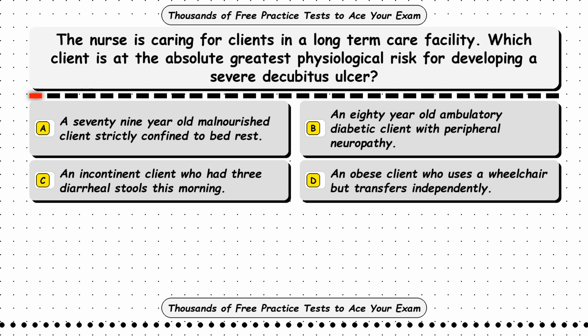Question 61. The nurse is caring for clients in a long-term care facility. Which client is at the absolute greatest physiological risk for developing a severe decubitus ulcer? Option A. A 79-year-old malnourished client strictly confined to bed rest. Option B. An 80-year-old ambulatory diabetic client with peripheral neuropathy. Option C. An incontinent client who had 3 diarrheal stools this morning. Option D. An obese client who uses a wheelchair but transfers independently.